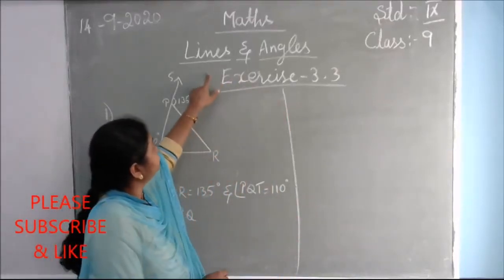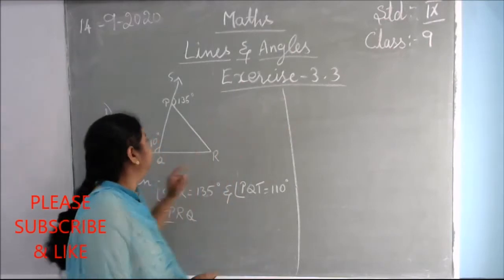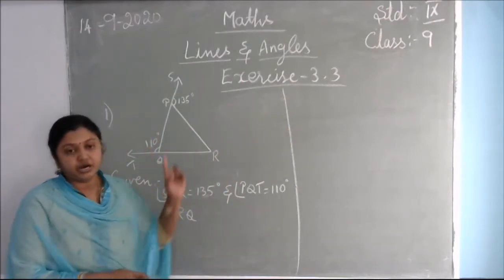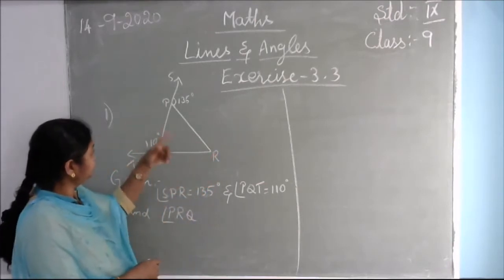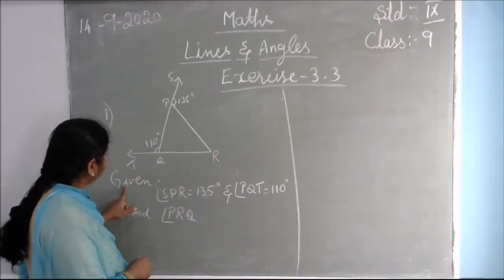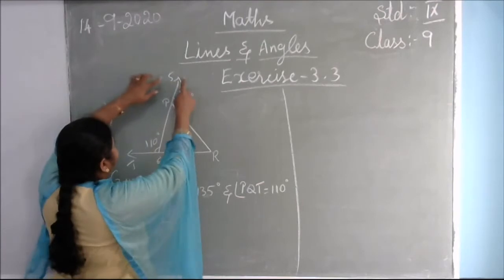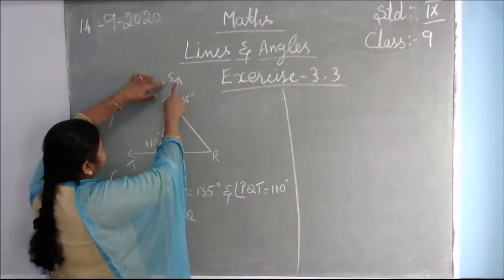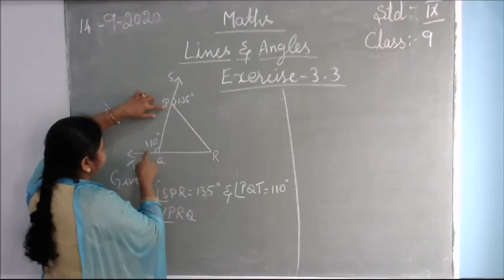Class 9, we will see exercise 3.3. See here, what is the given question? I didn't write it; you have to write the question from your textbook. See here, what is given? Angle SPR is 135 degree and angle PQT is 110 degree.